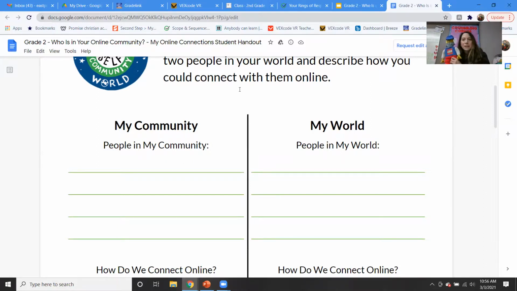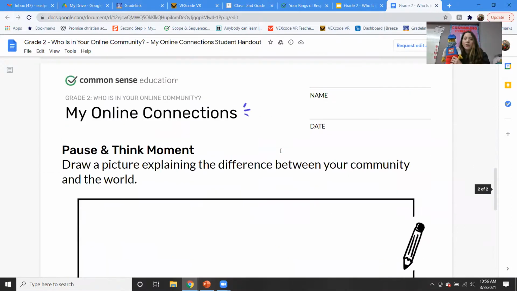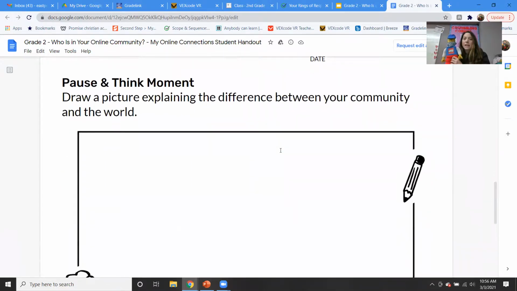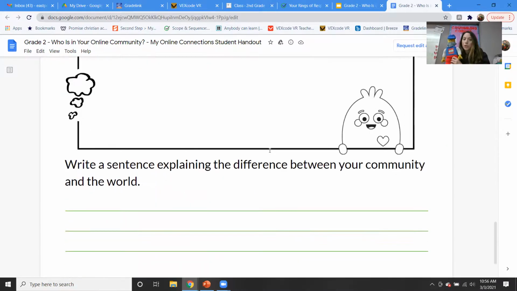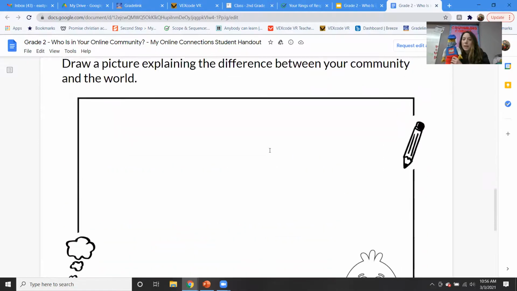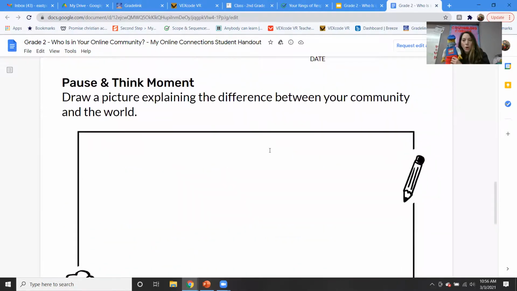So you guys are going to think today about how you connect with people in your community and people in the world, right? And then you're going to draw a picture explaining the difference between your community and the world. So remember, your community is the people that you know, your friends, your family, and the world is the greater world. So you may not know the people.